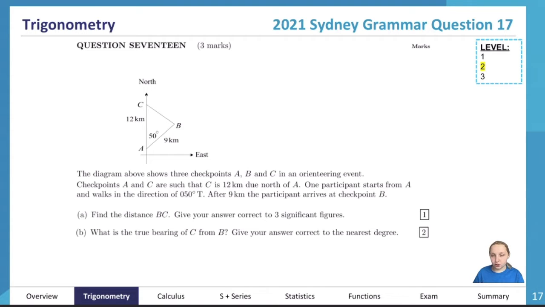So this question, I would say they've actually been pretty nice to you in that they've already given you the diagram. So this was from the trial paper, the 2021 Sydney Grammar trial paper.